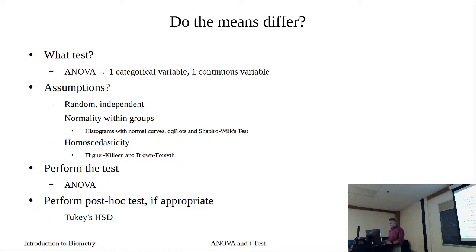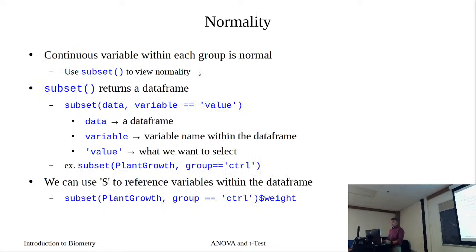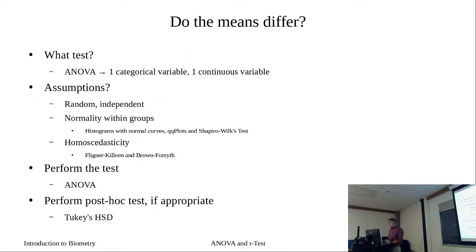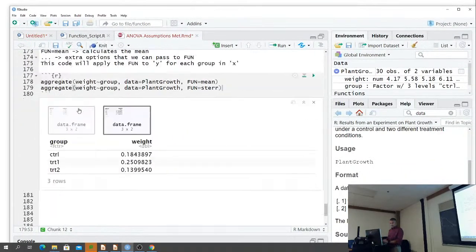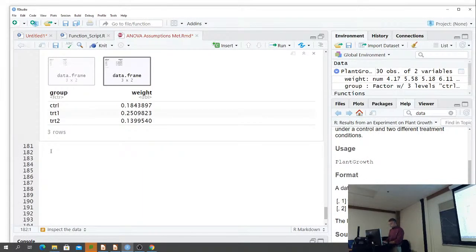All right, so our question: do the means differ? We know we want to run an ANOVA based on the underlying data. We have a categorical variable that has 3 levels. We have a continuous variable, that was measurement. So our next step is to check our assumptions. Actually, I think this is step 3. Checking assumptions.